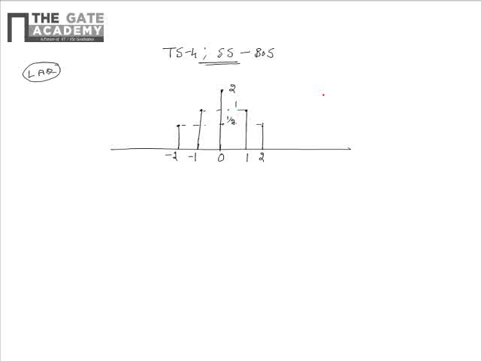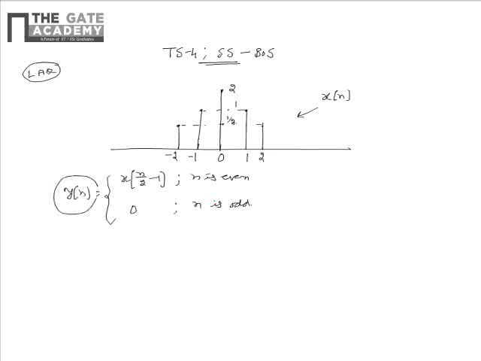It is given that there is a signal y of n which is derived from x of n as y of n is equal to x of n by 2 minus 1 when n is even and 0 when n is odd. We need to pick the correct option that represents the plot of y of n.